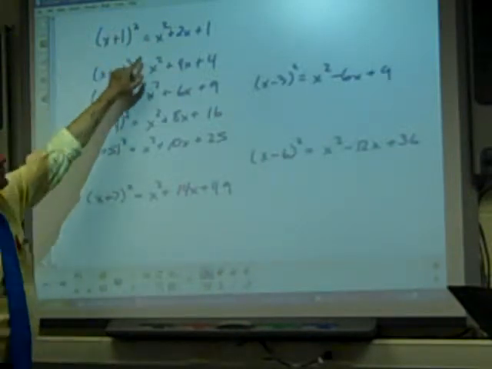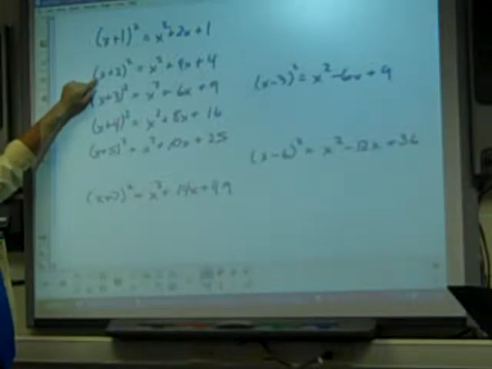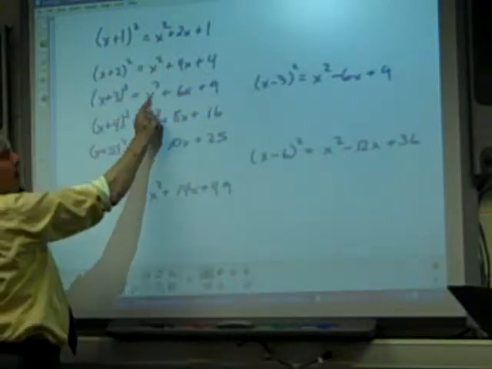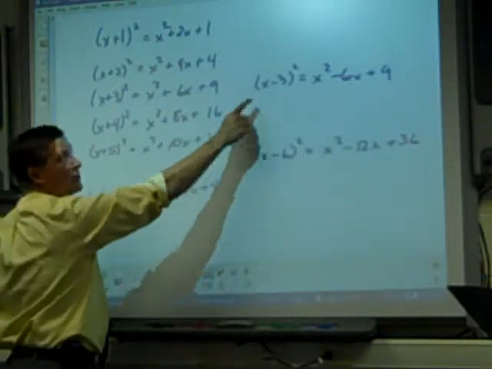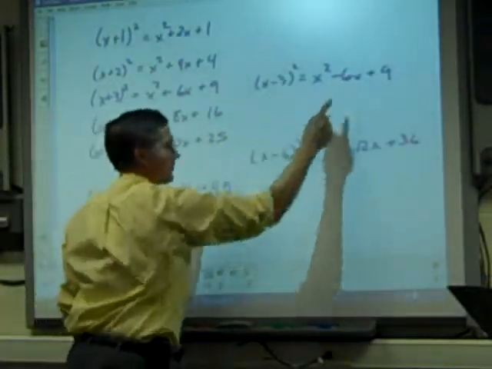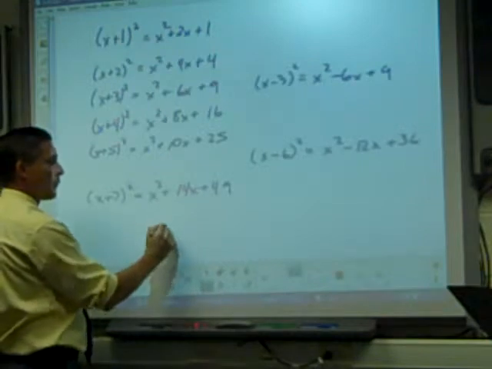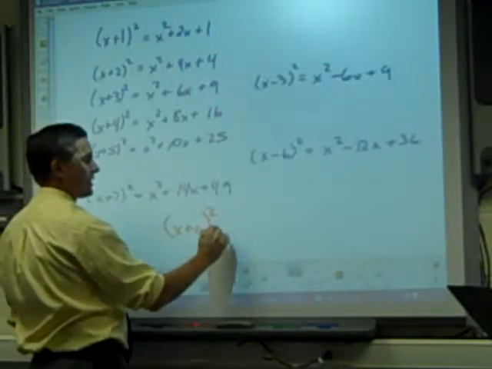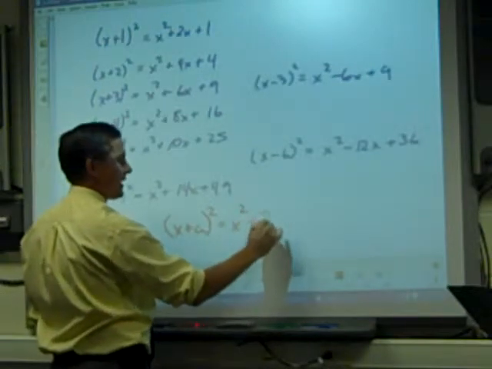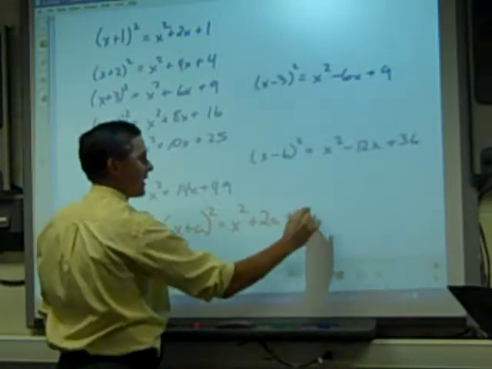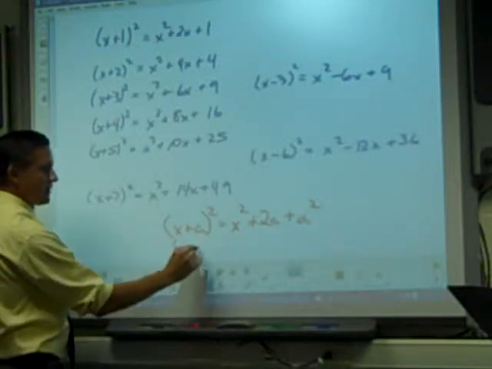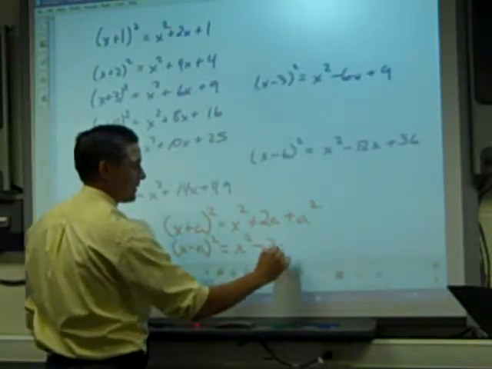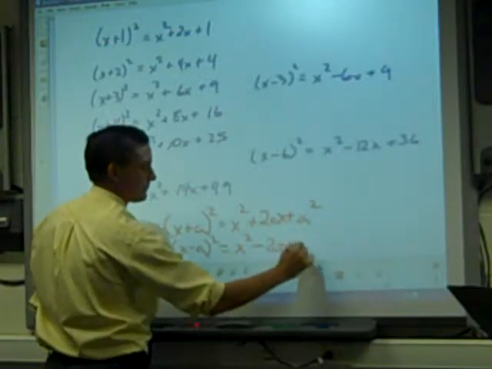So x plus 1 squared is x squared plus 2x plus 1. X plus 2 squared is x squared plus 4x plus 4. X plus 3 squared is x squared plus 6x plus 9. If you change the sign, the middle number simply changes. And what it becomes is there's a format here. If you have x plus a squared, you end up with x squared plus 2ax plus a squared. And if you change the sign, all that changes is the sign of the middle term.